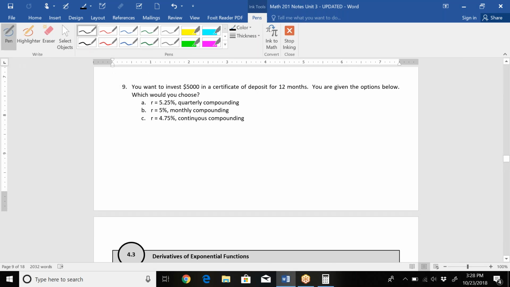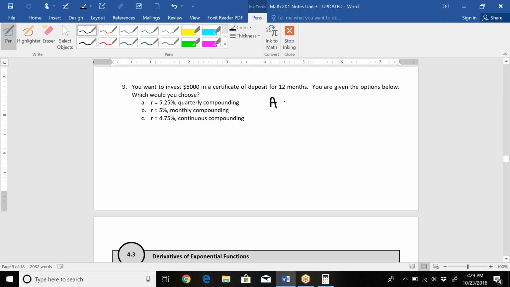Which would you choose? Now, if they hadn't thrown in continuous compounding, you could have converted all of these to an effective rate and just said that the one with the highest effective rate would have been great, if you're investing. But you don't really have a way to plug continuous compounding into the effective rate formula, since it's essentially an infinite amount of compoundings. So we're just going to plug these in and use what we have.